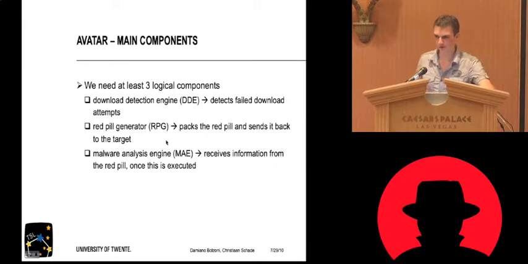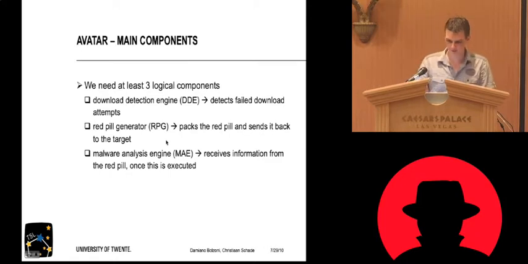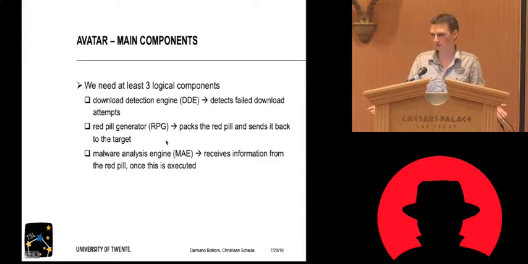So far we've seen the goals, we've seen the idea of Avatar, but we want to know how it works. I'm going to skip over to the three logical components that we need here. First of all, we need something that detects the failed download attempt, which is of course the base of our whole idea. The purpose of this download detection engine is also to verify that what's being downloaded is a binary.